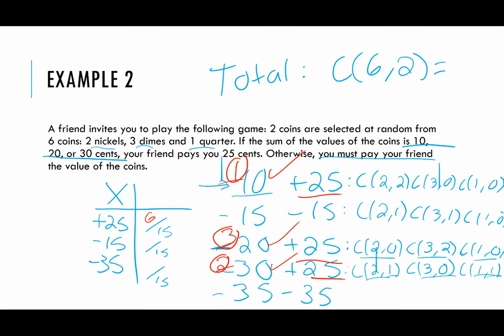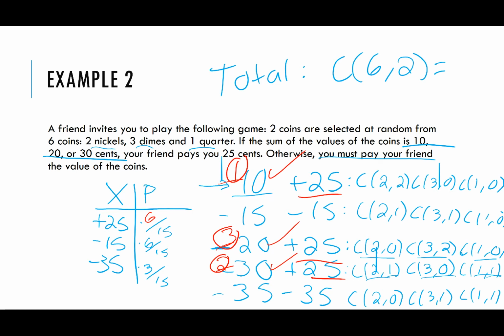So that would be 6, I believe. And then the last one, choosing 35 cents, which means choosing 1 dime and 1 quarter. So of the 2 nickels, you're choosing no nickels. Of the 3 dimes, you're choosing 1 dime. And of the 1 quarter, you're choosing 1 quarter. So that is 3. And if you add up 6, 6, and 3, it does add up to 15. So all 15 ways are counted.